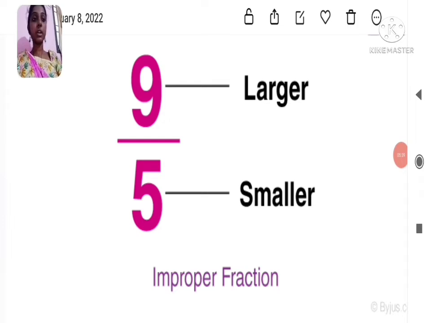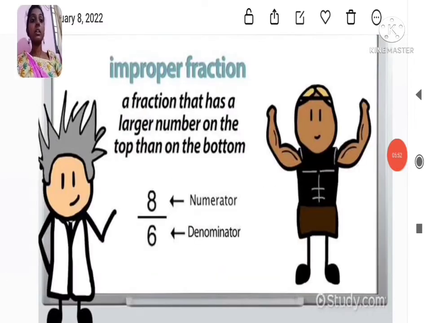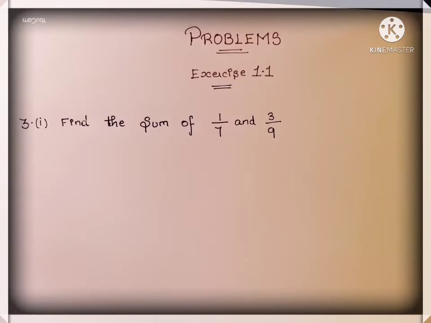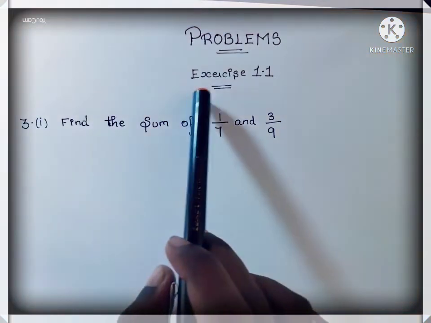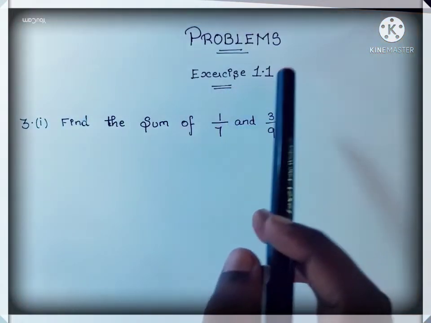Now see this fraction 9 by 5. The numerator is 9 and the denominator is 5. The numerator is larger than the denominator. So now, what are improper fractions? Yes, the fractions which have a larger number on the top, that is the numerator, than on the bottom, that is the denominator, are called improper fractions. Example, 8 by 6.